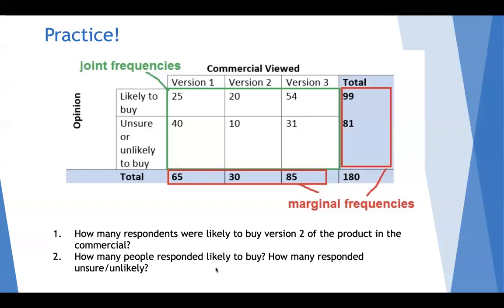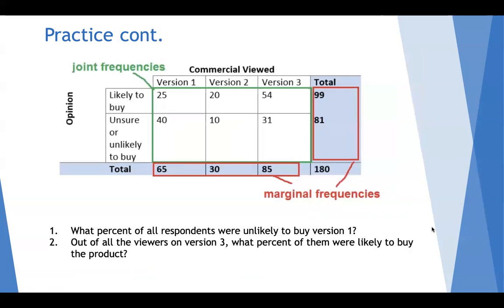How many people responded likely to buy and how many people responded unsure or unlikely? This is asking us for the total amount of people in each of these two categories of opinion. So we're looking for the total number of people who responded likely to buy. Well, that's in this total column right here in the row of likely to buy. So that tells us that 99 people in this survey responded that they were likely to buy the product. And unsure or unlikely, same thing, we go over, and 81 people responded unsure or unlikely to buy out of everyone in this survey.